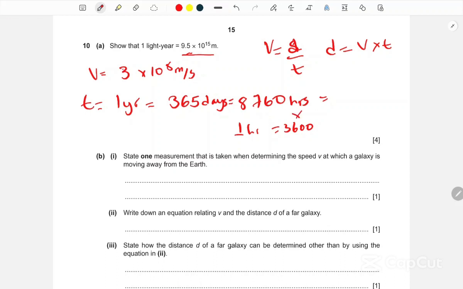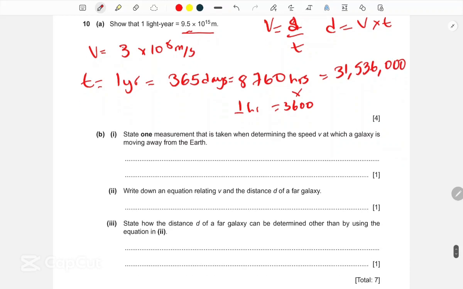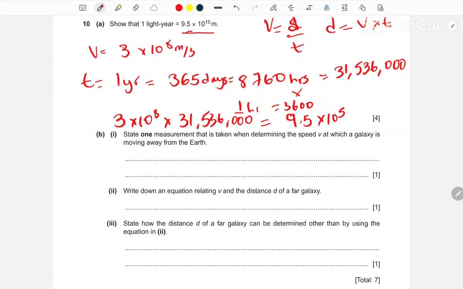So we would get 31,536,000. So now we have this. So now we multiply 3 times 10 to the power of 8 times 31,536,000. So when we multiply this, we get 9.5 times 10 to the power of 15. So we have proved it.